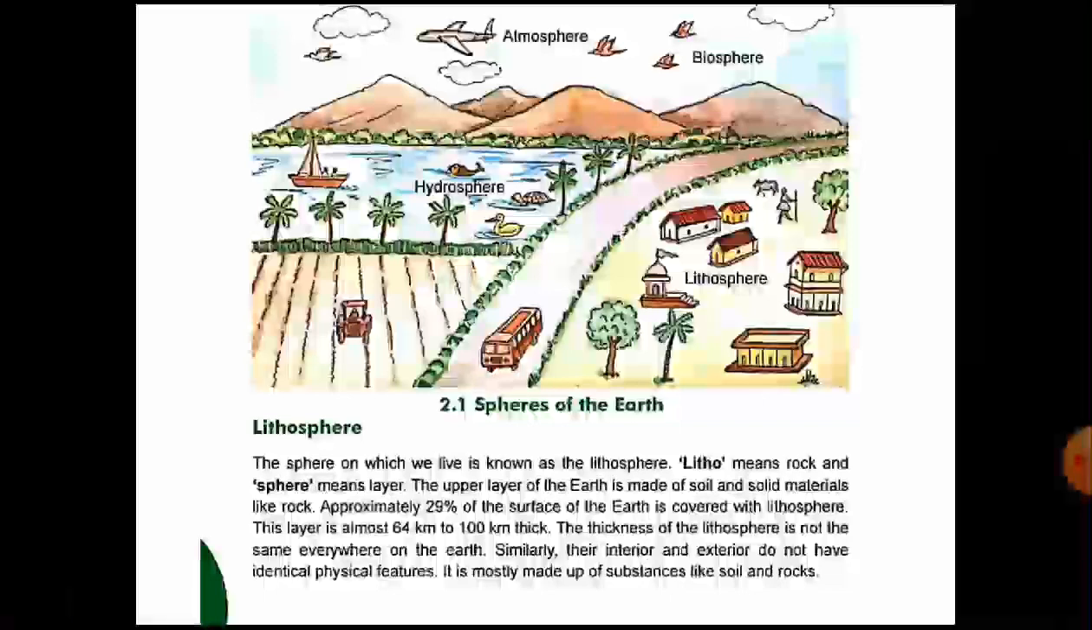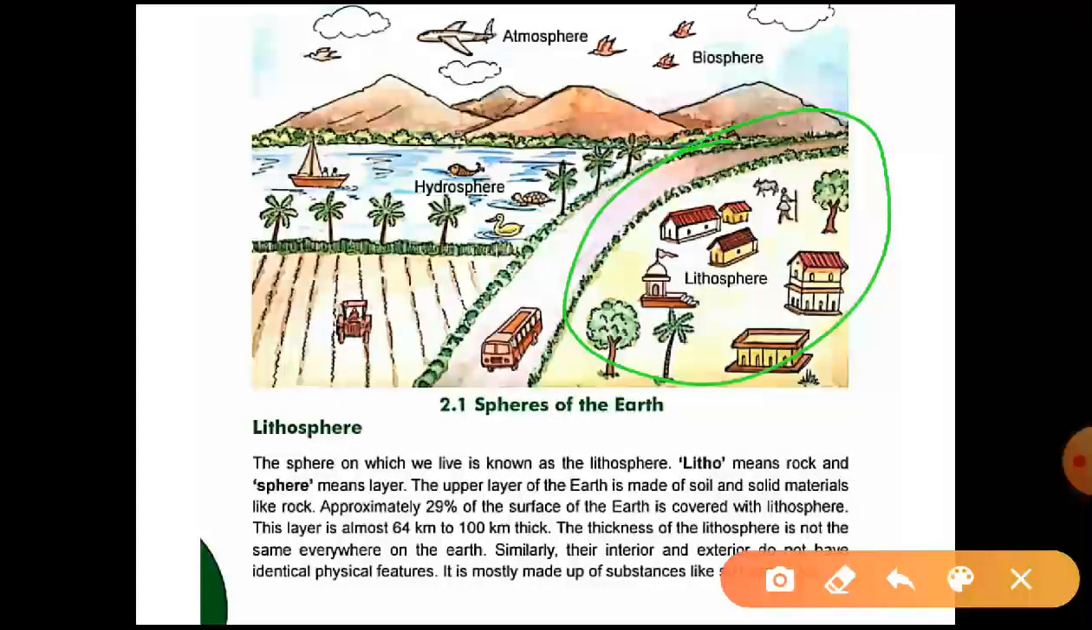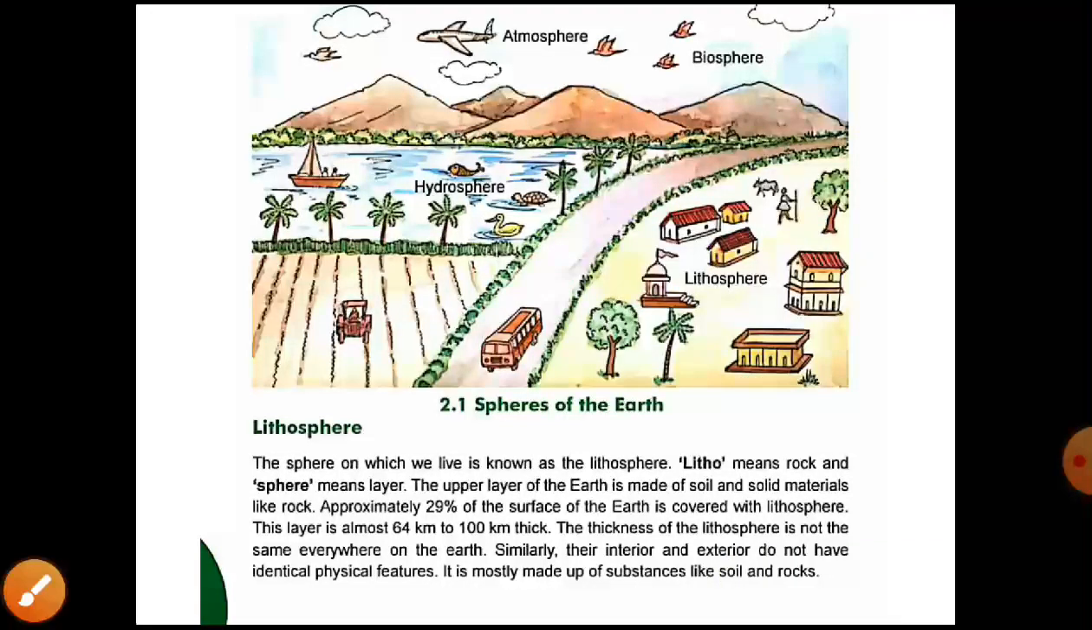In this picture you can see the lithosphere. So what is the meaning of lithosphere? The sphere on which we live is known as the lithosphere. We are living on the lithosphere. Litho means rock, and sphere means layer. Layer of rock. The upper layer of the earth is made up of soil and solid material like rock.